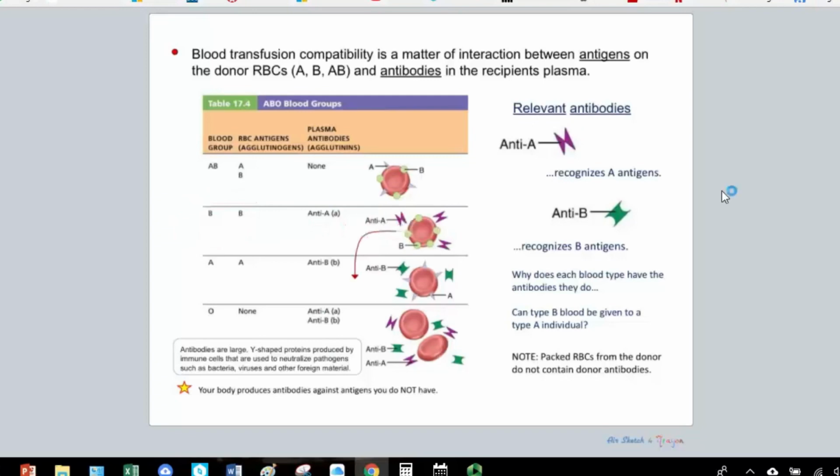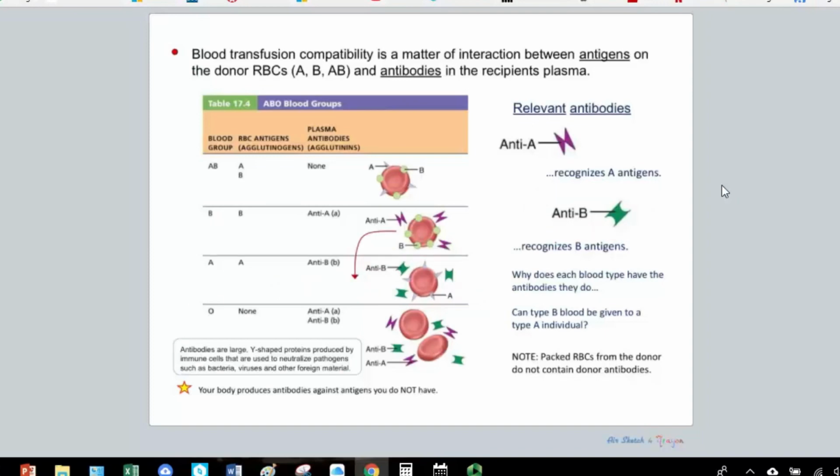Same principle applies to type A. Type A does not have anti-A antibodies, because it would recognize its own antigens. What it does have is anti-B. So we have these anti-B antibodies that are floating around in the plasma, and what they're looking for are B antigens, because B antigens are foreign to them.